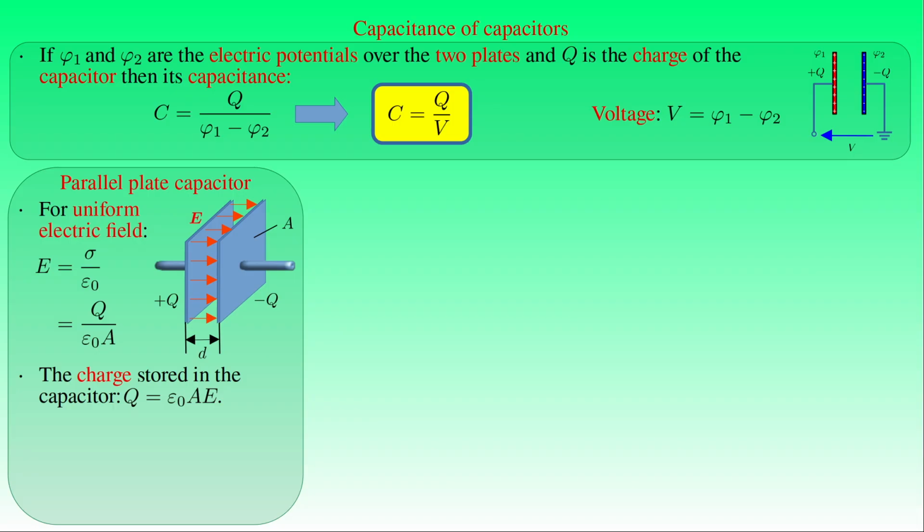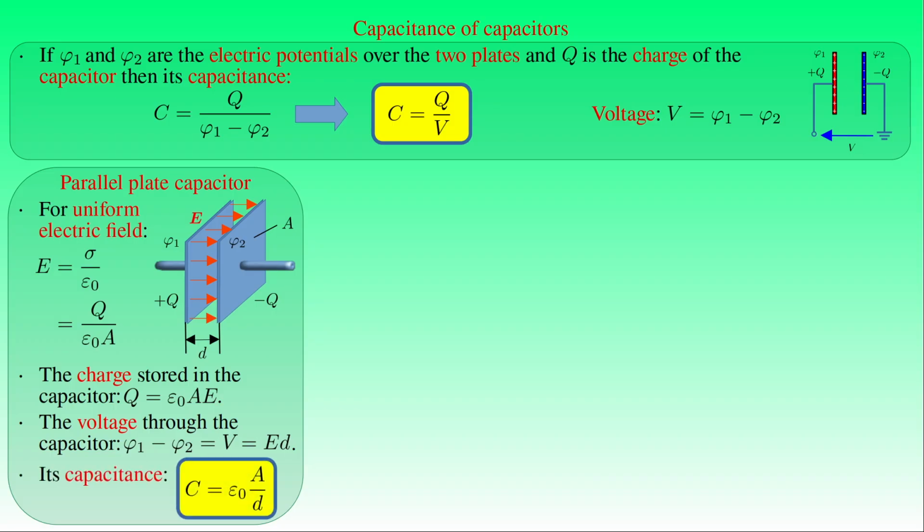The potential difference phi1 minus phi2 between the two plates, that is the voltage V through the capacitor, is equal to the magnitude of the uniform electric field E between the two plates times the distance d between them. If we substitute these two equations into the general expression for the capacitance of capacitors, we can write the capacitance C of a parallel plate capacitor as epsilon naught times the ratio of the area A of the plates to the distance d between them.